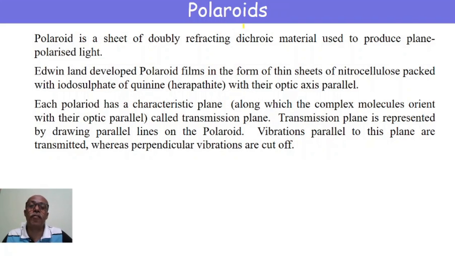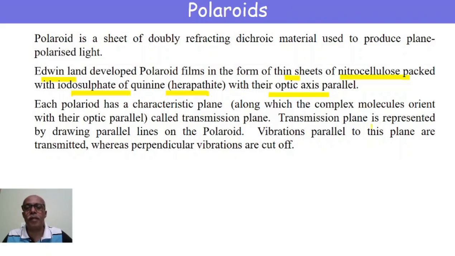These Polaroids were first developed by Edwin Land in the form of a thin sheet of nitrocellulose. He developed these Polaroid films in the form of thin sheets of nitrocellulose packed with iodosulfate of quinine, also known as herapatite. They are arranged in such a way that their optic axes remain parallel to one another. The optic axis of all these crystals will remain parallel to one another.